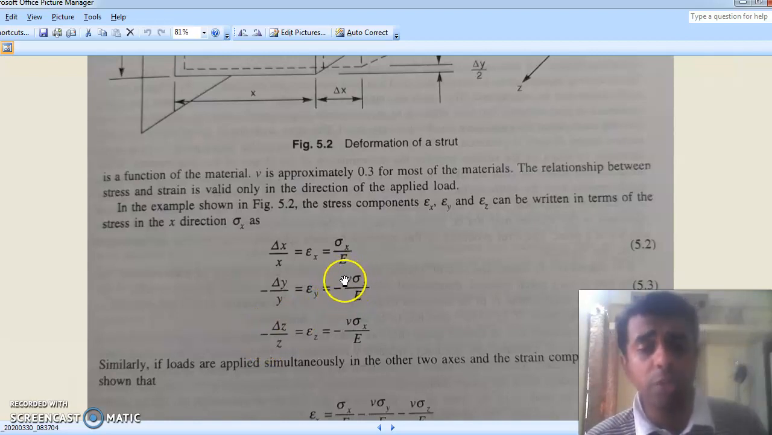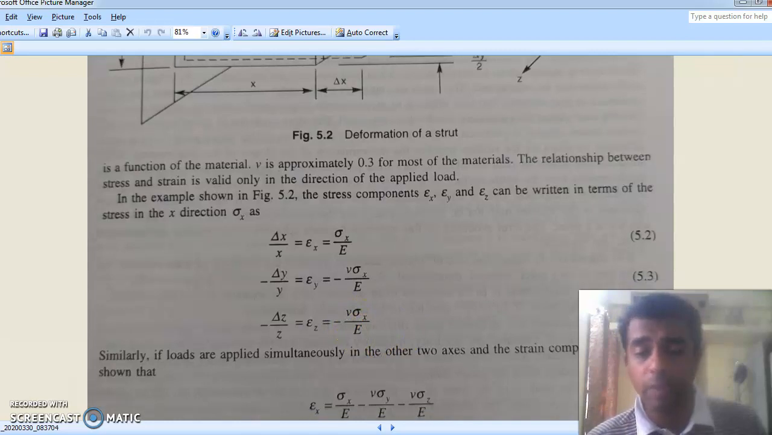What is Poisson's ratio? Poisson's ratio is nothing but the ratio of lateral strain to longitudinal strain. For most materials it is positive and is taken as 0.3. So the lateral strain is minus Poisson's ratio times sigma x by E. You can convert this in terms of the longitudinal strain, but there is a minus sign, multiplied by the Poisson's ratio. Similarly, the lateral strain in the z axis is minus Poisson's ratio nu sigma x by E.